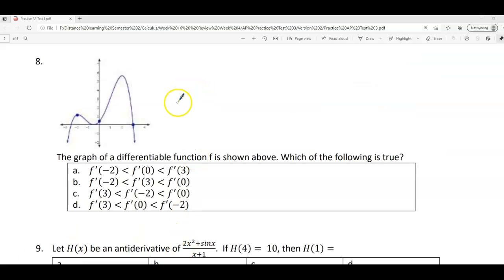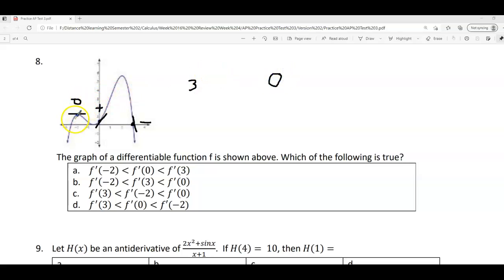For number 8, we're being asked to compare the slopes at these 3 points. As you can see, at negative 2, we have a 0 slope. At 0, we have a positive slope. And at 3, we have a very steep negative slope. So 3 will be the smallest one, and 0 will be the biggest one.